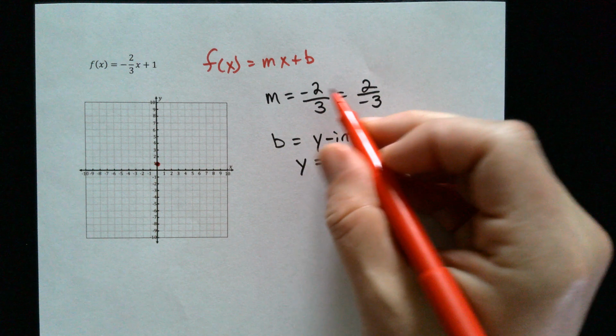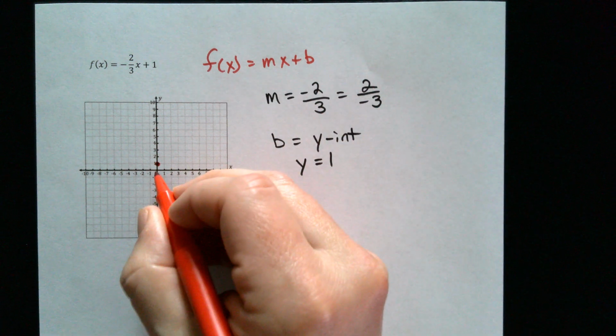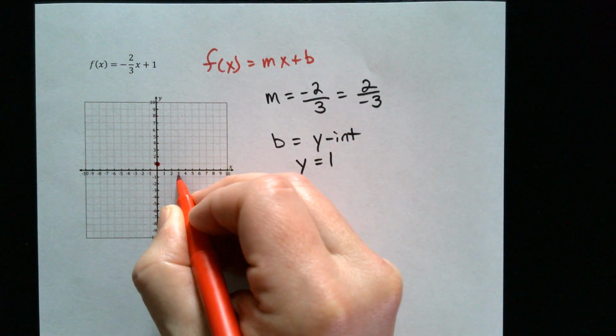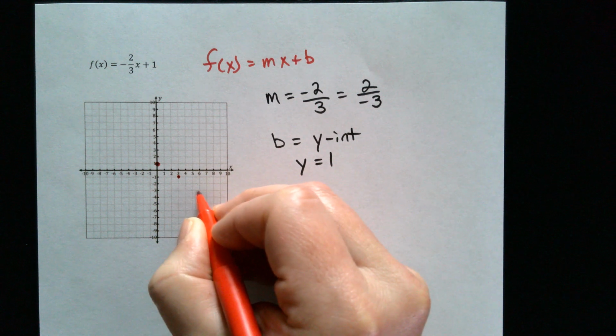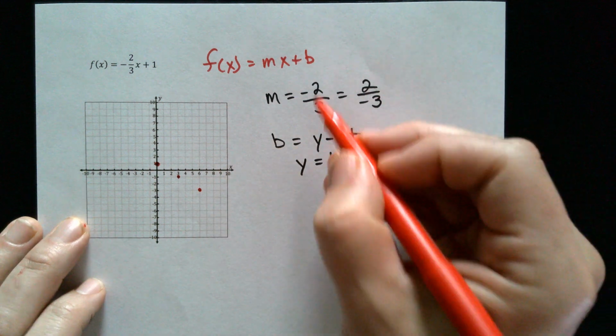So let's use the first one first. That would be down 2, right 3. So down 2, 1, 2, 3. Down 2, 1, 2, 3. Okay, there's a couple points using the first slope.